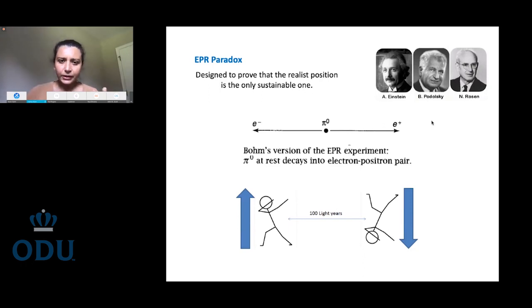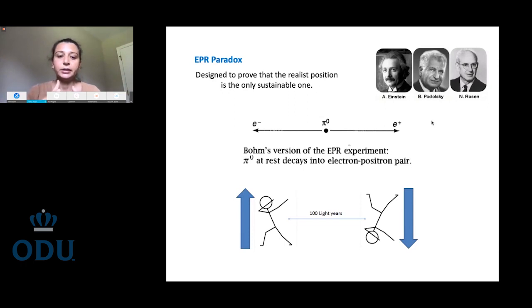Now, they thought, okay, the pion decays into an electron and a positron, and they fly opposite ways from each other. It can be 10 meters, it can be 10 light years or 100 light years. By the way, quantum mechanics doesn't tell which one is which, but it tells the probabilities. Quantum mechanics says 50% of the time, the electron will be spin up and the positron will be spin down. 50% of the time, it's going to be the other way around. The electron is going to be down and the positron is going to be up.